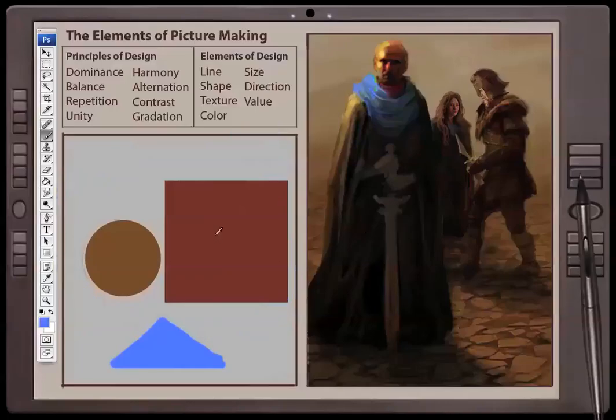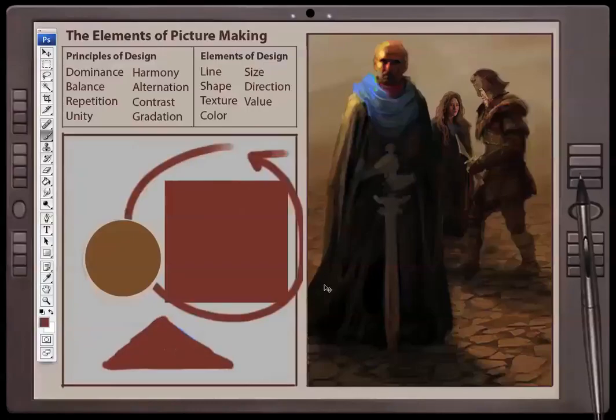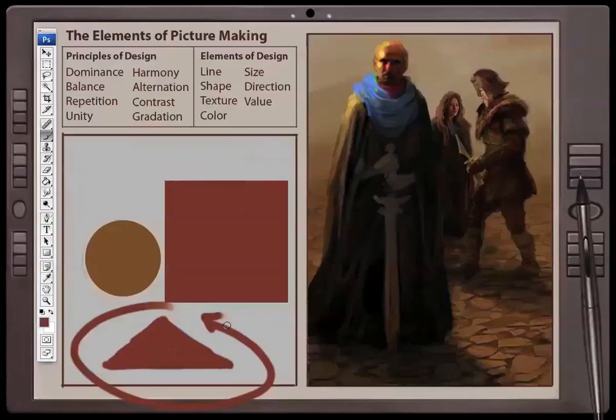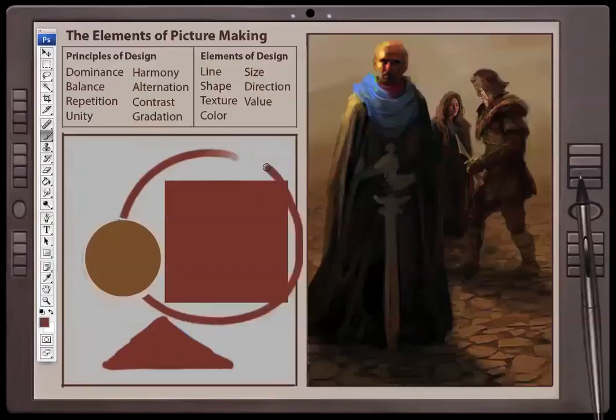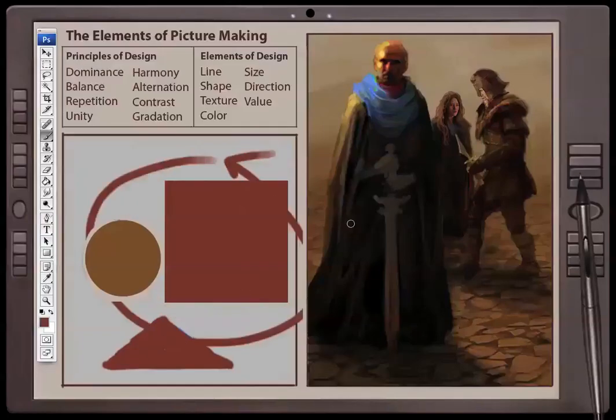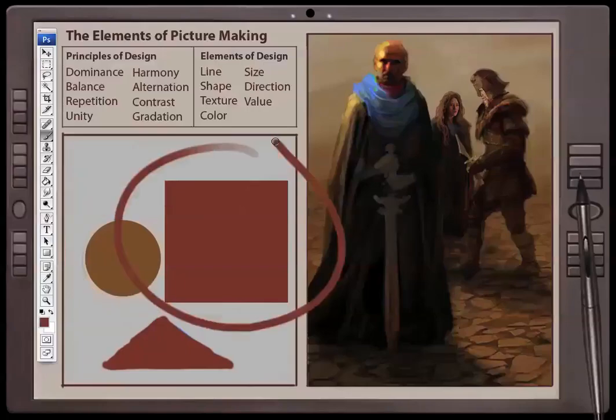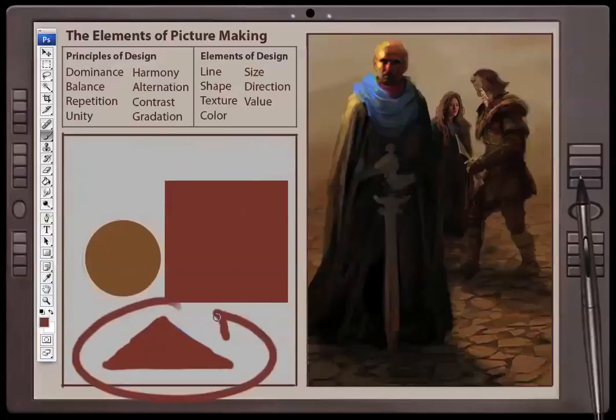So, for example, if I made that triangle a red, that triangle now shares the same color. The triangle has something in common with this shape here. And therefore, the triangle forms an alliance with this dominant color. It has been integrated into the rest of the shapes, not only by way of color, but also the same value. It now shares the same value that the circle has, as well as the square. So it's no longer isolated.